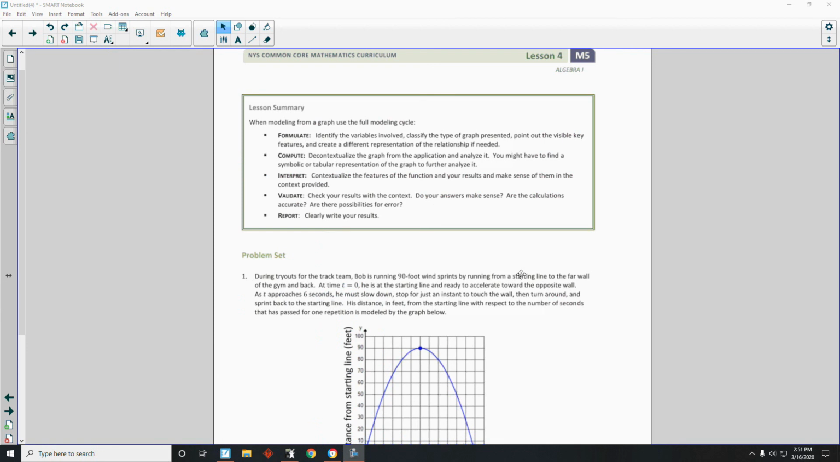Okay, on to page 8. That is the end of lesson 4. Review the lesson summary and go to your problem set.